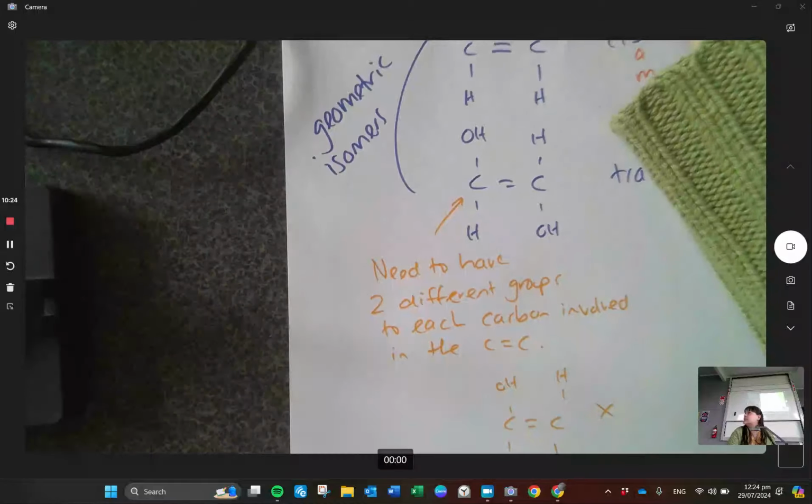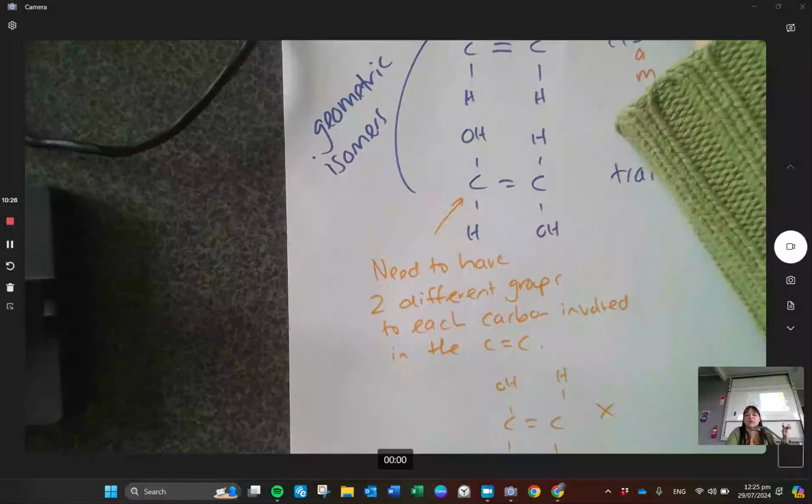But does that make sense, cis and trans isomers? Yeah, I figured it was worth getting the molly molds out for that.